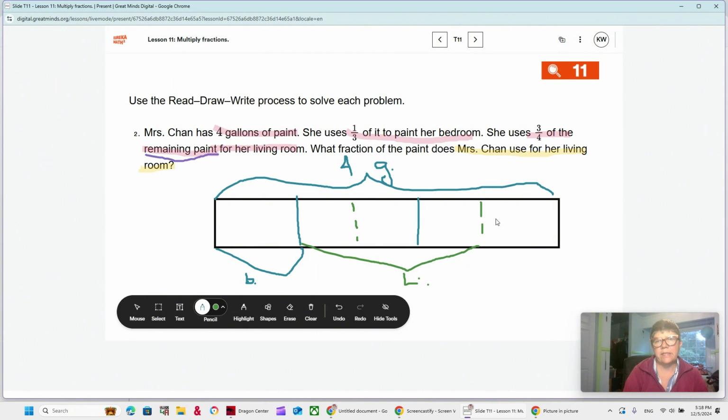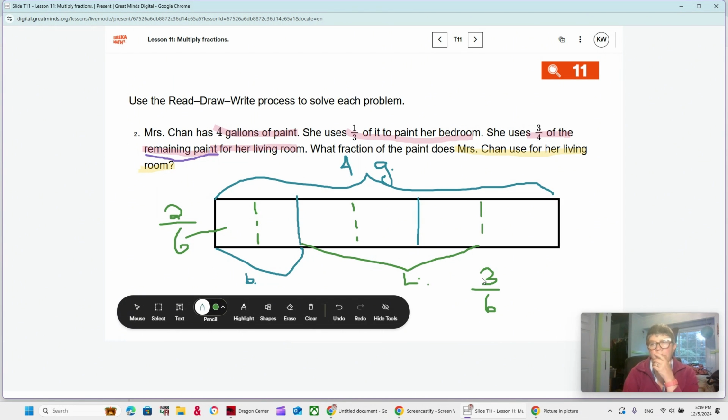Now, since we made these into fourths, let's also make this one, right? All of our thirds are broken into parts now, okay? And we can see that they're sixths, right? 1, 2, 3, 4, 5, 6. So she really used 2/6 of the 4 gallons in the bedroom. And then 1, 2, 3, 3/6 of the 4 gallons in the living room.